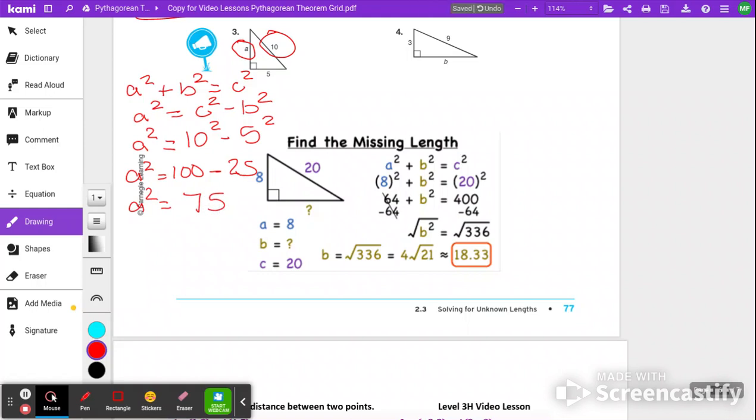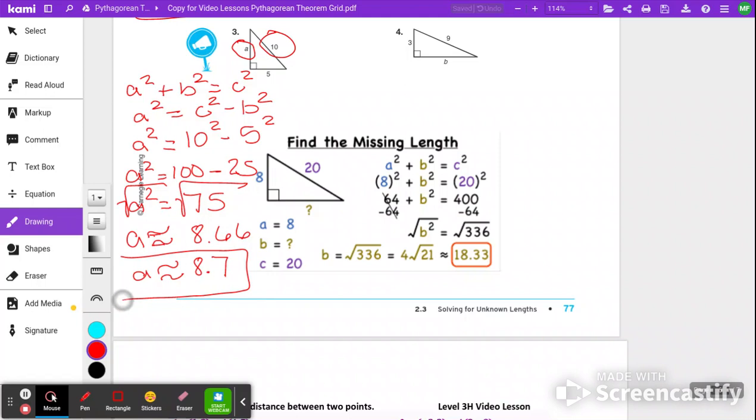So now we need to find the square root of 75. That is not a perfect square. It is approximately 8.66. We're going to round this to the nearest tenth. So A, the side length, is approximately 8.7 units. There you go.